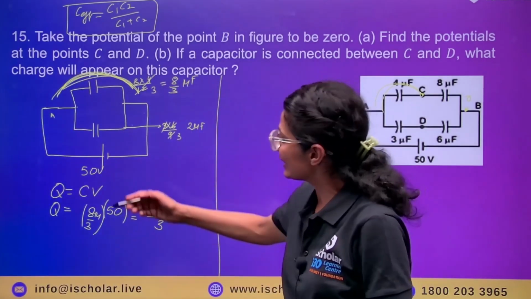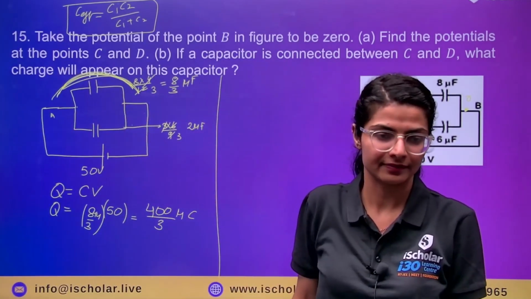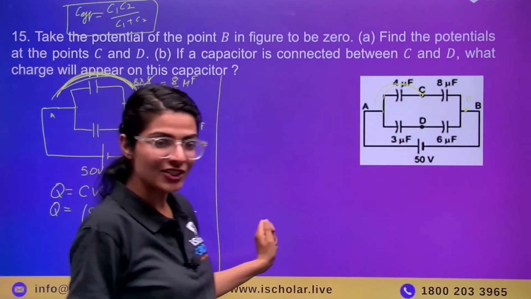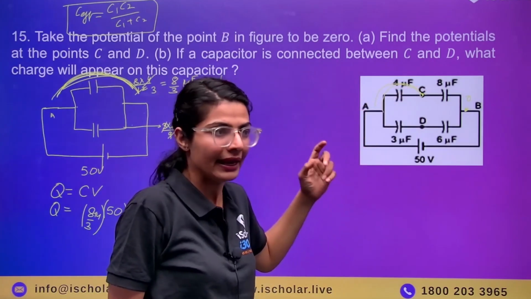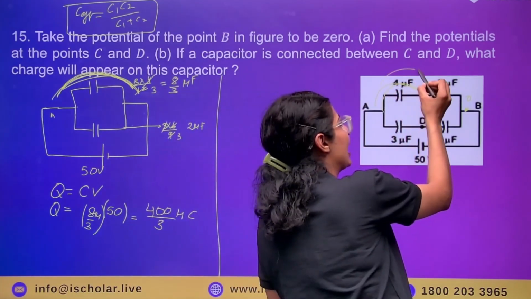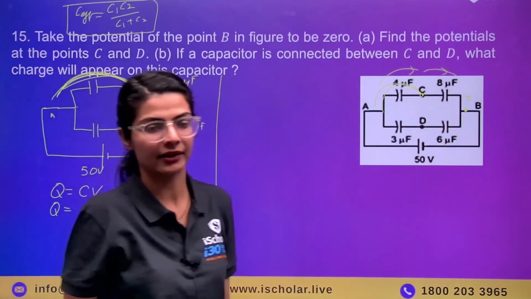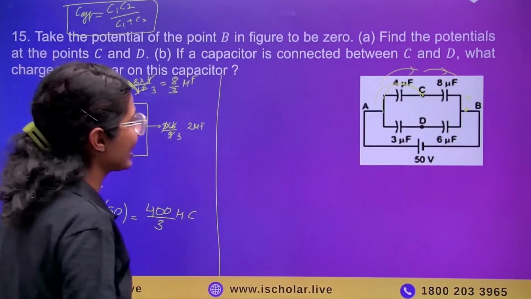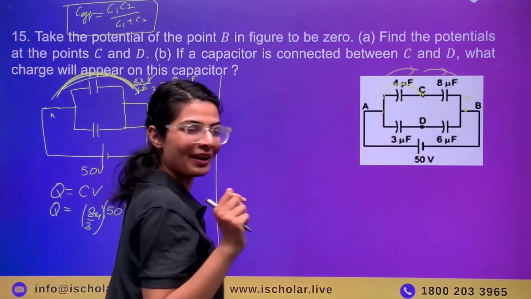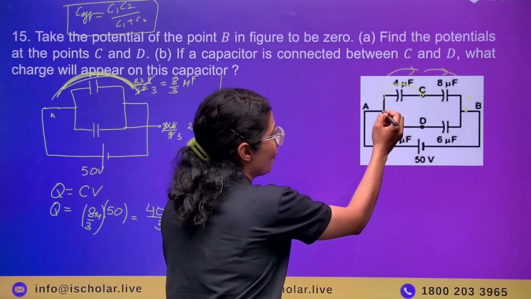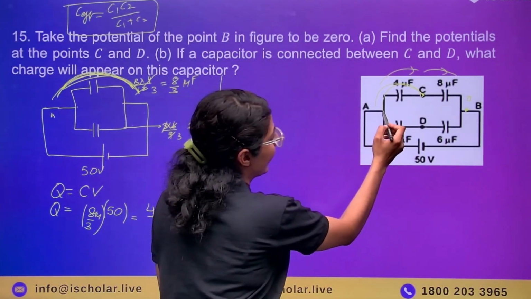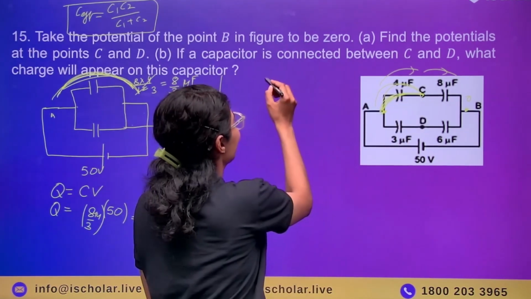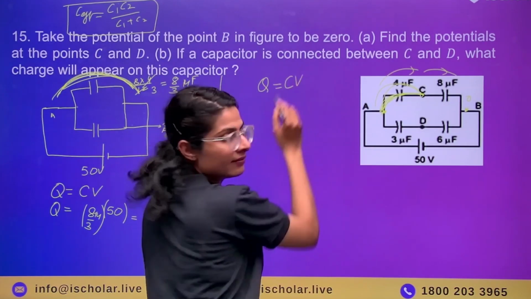So this is the charge which is flowing through this part. Now, if in the upper branch 400 by 3 microcoulomb is passing, does it mean that the same charge will be passing through this and this part? 400 by 3, 400 by 3. Now what I'm doing, I'm just applying this law. I'm writing the potential at the point A for just one capacitor over here. I'm using this equation, Q equals CV.